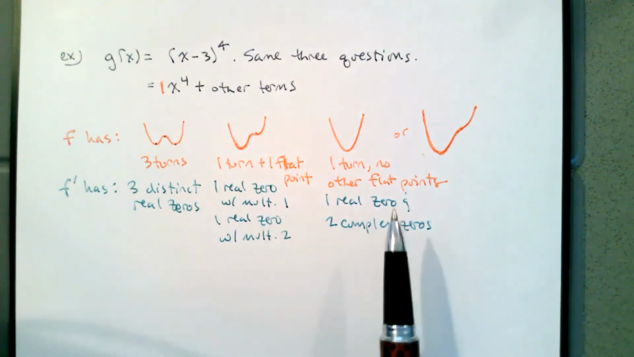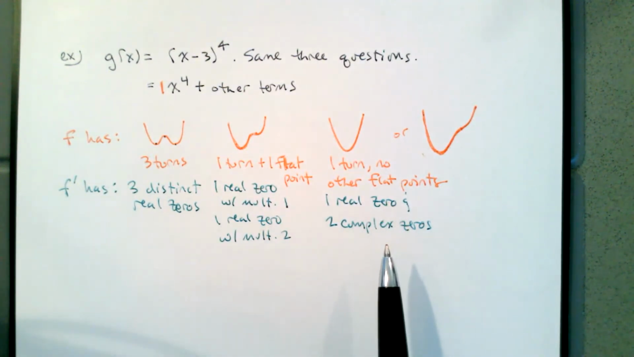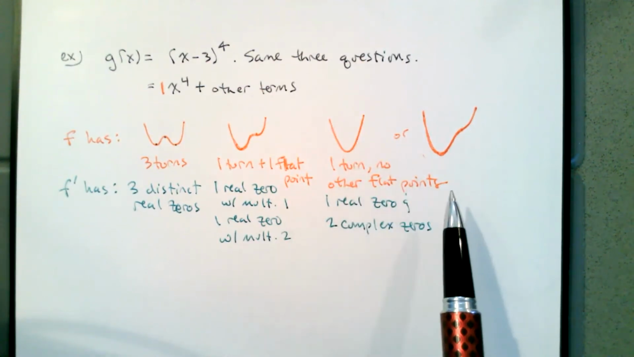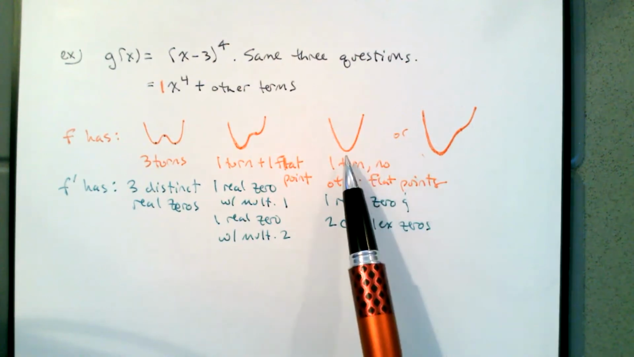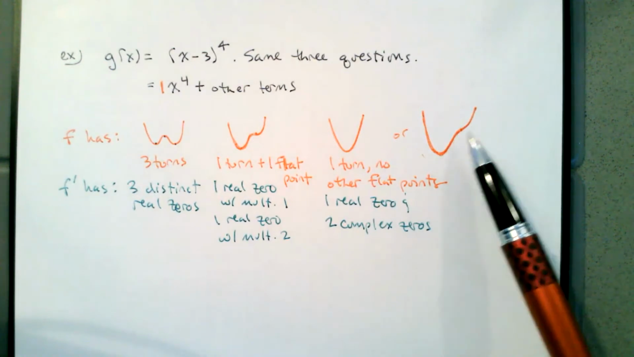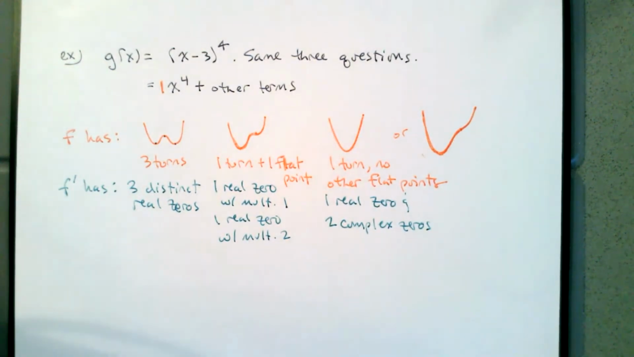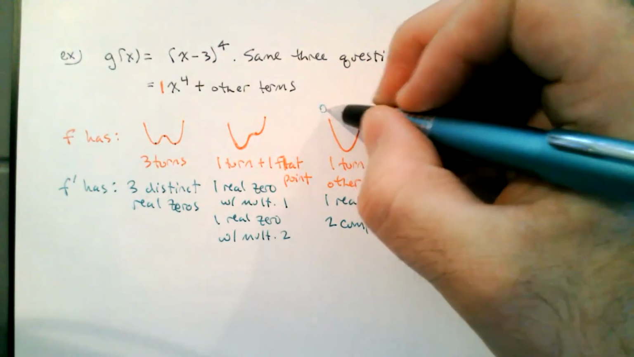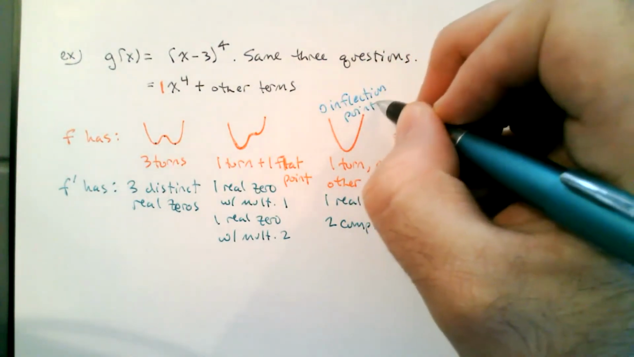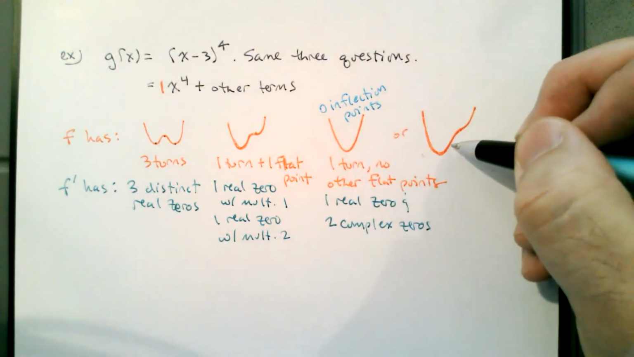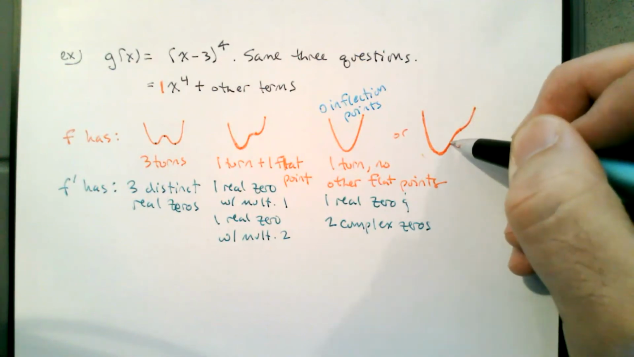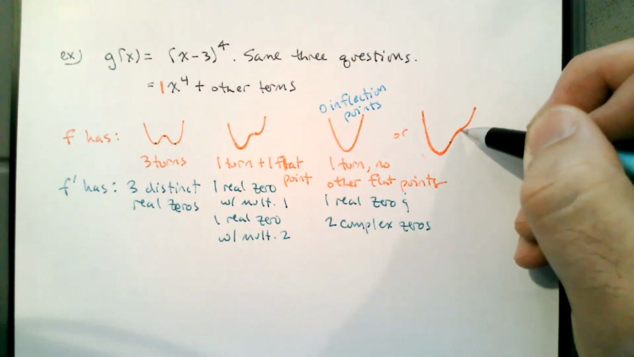a cubic polynomial could have 1 real zero and 2 complex zeros. This means we're going to only make 1 turn and there will be no other flat points. That could be a result of the 1 turn and no inflection points, or 1 turn and 2 inflection points. So we have 0 inflection points. Or here we have 1 turn and there must be 2 because it's concave up, concave down, and then concave up again. So there must be 2 inflection points.